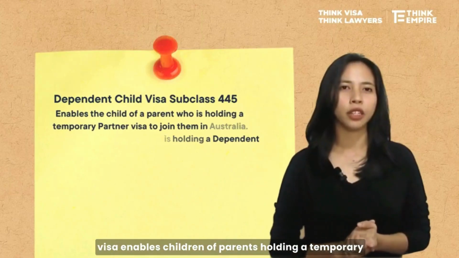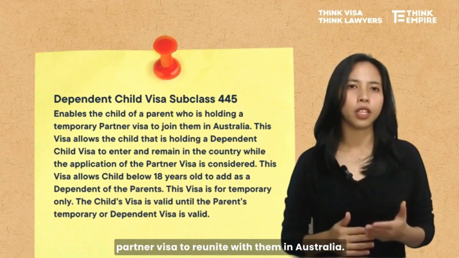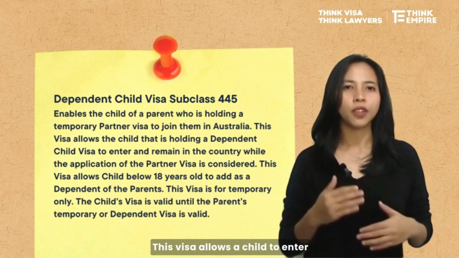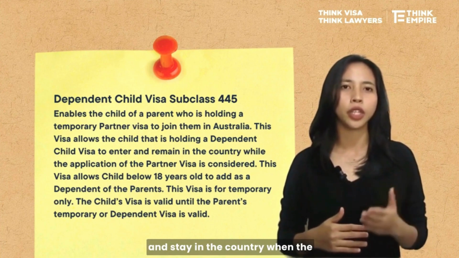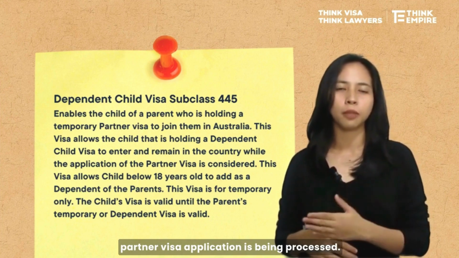Dependent child visa subclass 445. This visa enables children of parents holding a temporary partner visa to reunite with them in Australia. This visa allows the child to enter and stay in the country while the partner visa application is being processed.